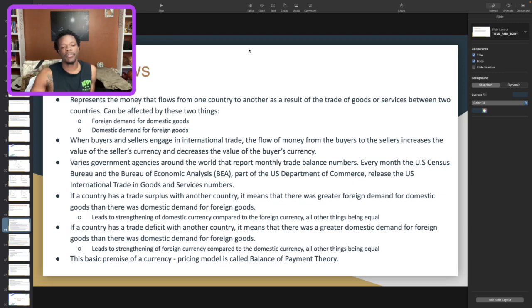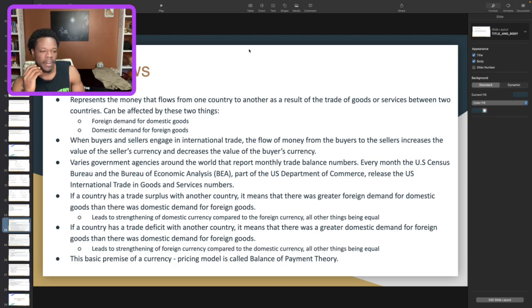So if a country has a trade surplus with another country, it means that it has a greater foreign demand for domestic goods than domestic demand for foreign goods. This essentially leads to a strengthening in the domestic currency compared to the foreign currency, all other things being equal. So if we're buying a lot of bananas and stuff like that from DR, Dominican Republic, right? That's essentially going to strengthen the currency of DR because we're investing into that country essentially.